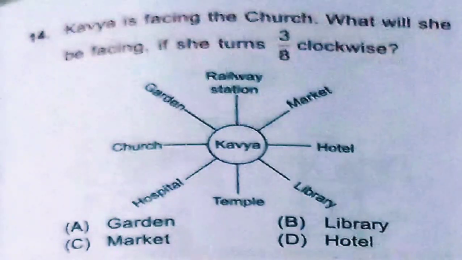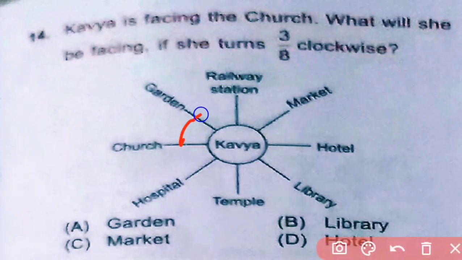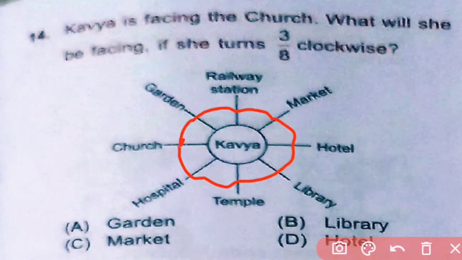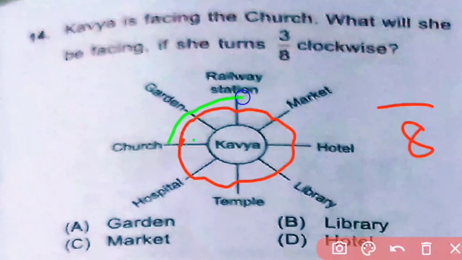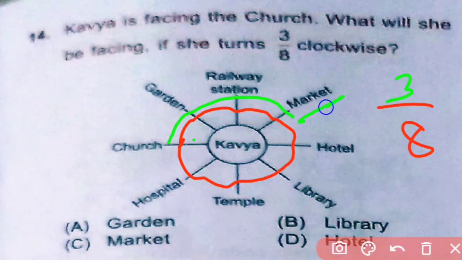Question number 14. Kavya is facing the church. What will she be facing if she turns 3/8 clockwise? There are total 1, 2, 3, 4, 5, 6, 7, 8 directions. And out of 8, if she turns 3/8 means from here 1, 2 and 3. So she will face the market if she turns 3/8 clockwise.